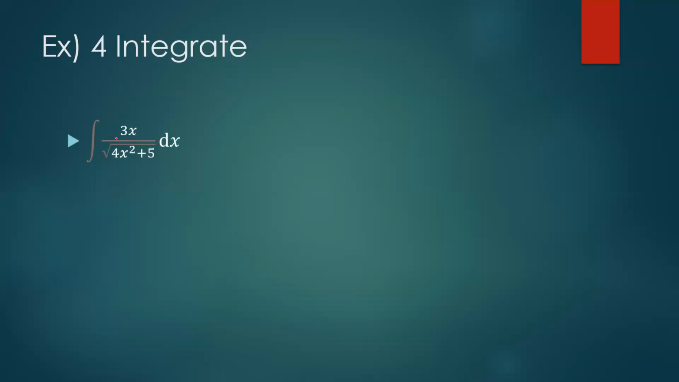Example 4. So we have the integral of 3x over square root of 4x squared plus 5 dx. So we have to figure out what you think our u is. I'll just give you a clue. The u is always the complex one. So what is more complex, the 3x or the 4x squared plus 5? The 4x squared plus 5. Okay, and then take the du. So what's the derivative of 4x squared? 8x. What's the derivative of 5, or a constant? 0. And then don't forget to add the dx.